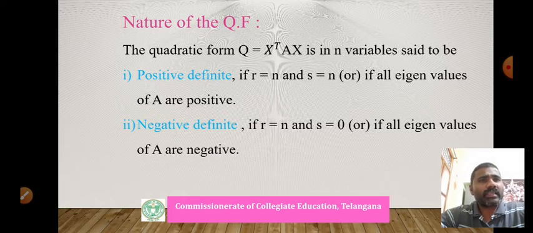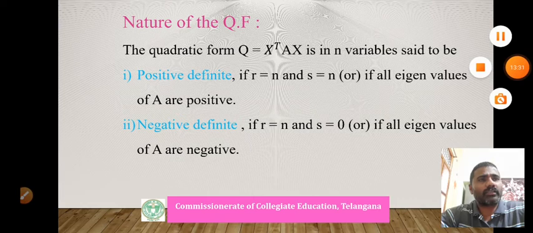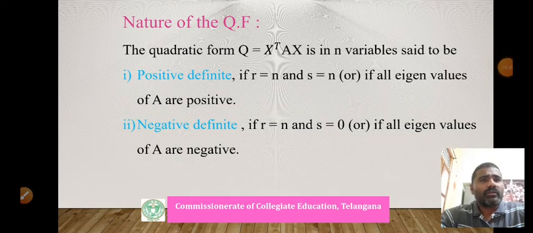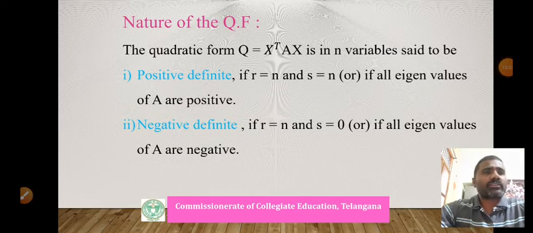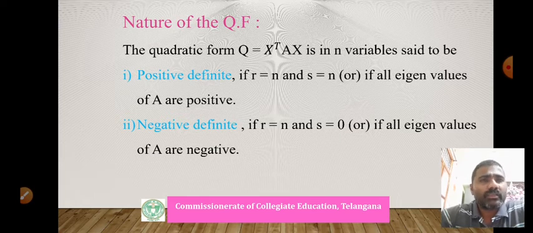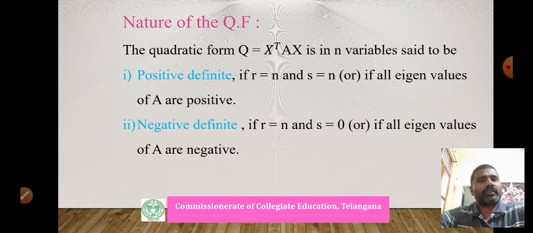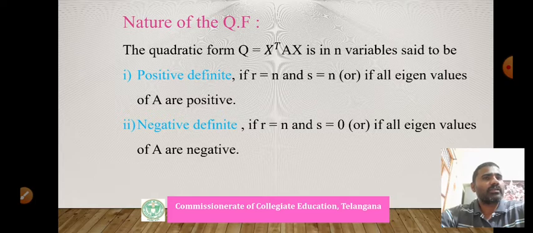Now we can define the nature of the quadratic form. What is the nature of the quadratic form? The quadratic form Q equals x transpose Ax is a quadratic form in n variables. It is said to be positive definite if R equals n, that is, the terms equal n. No term will become 0. All the lambdas are non-zero: lambda 1, lambda 2, lambda n, all are non-zero. That's why R equals n, that is, rank of A equals n.